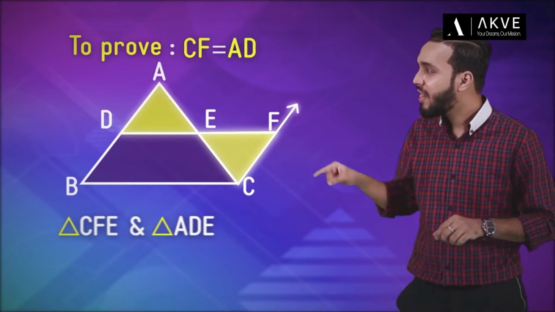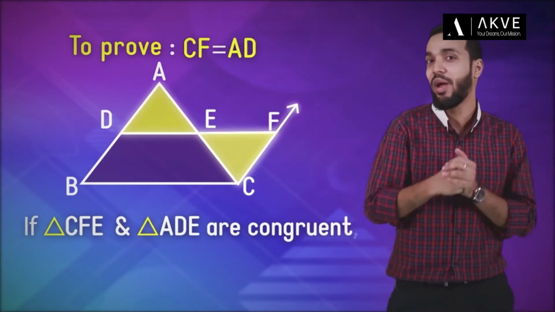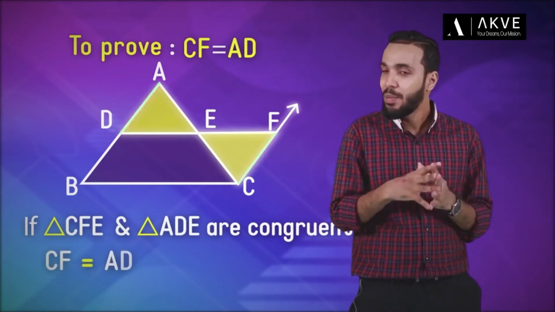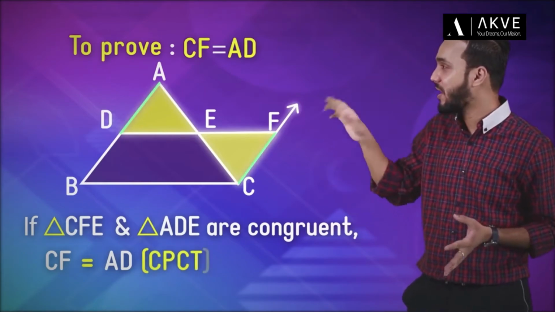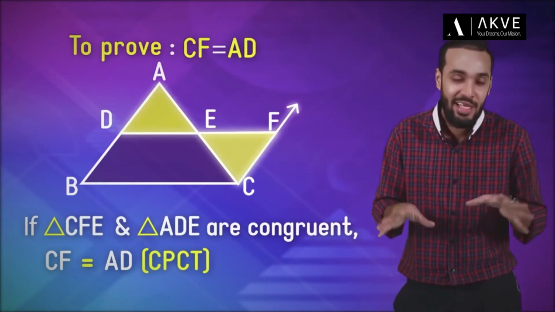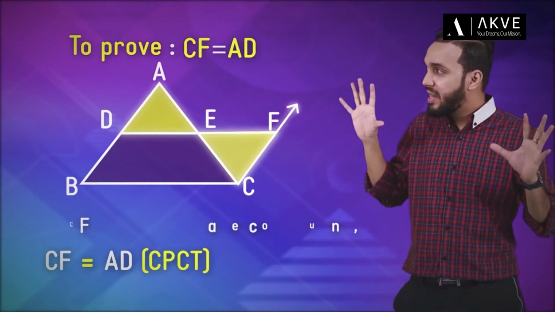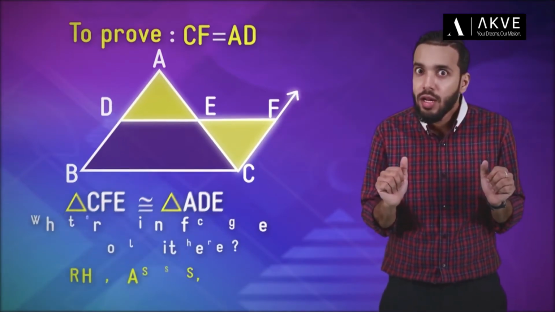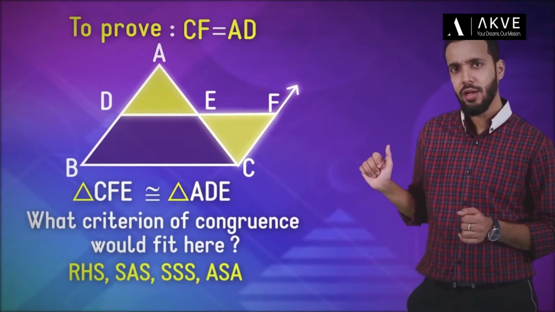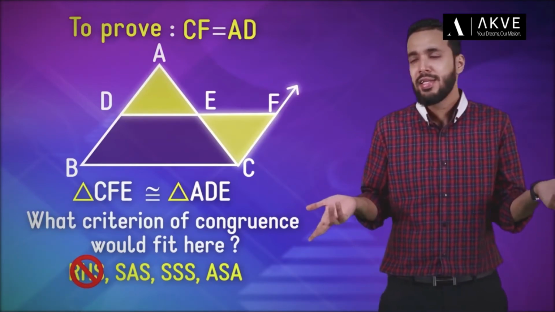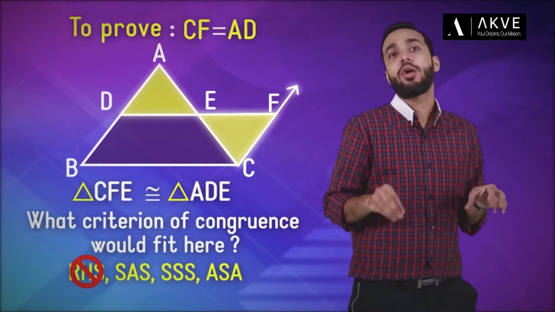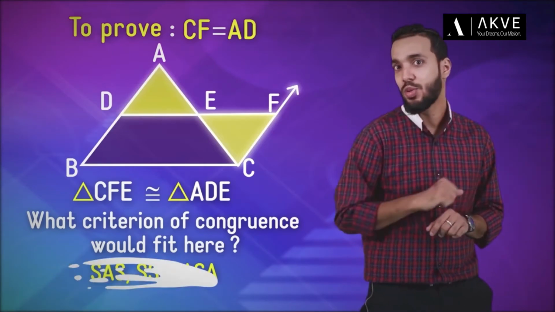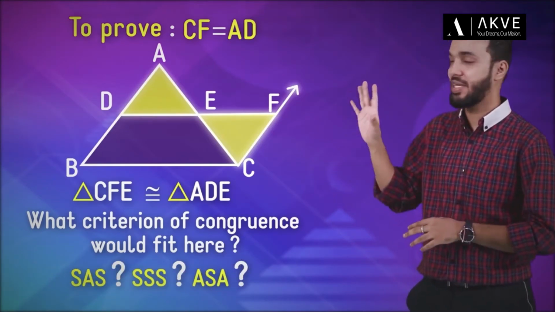Well, if we can prove that triangles CFE and ADE are congruent, it would automatically imply that CF is equal to AD because they would then be corresponding parts of congruent triangles. Sounds lucrative to me. So essentially, we just need to prove that these two triangles CFE and ADE are congruent. What criterion of congruence do you think would fit here? Well, RHS is obviously not possible since there's no mention of right angle. It's got to be one of the SAS, SSS or ASA. But which one? Let's just use the given information to find out.